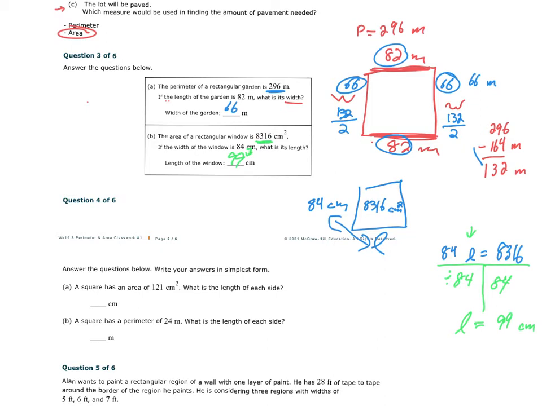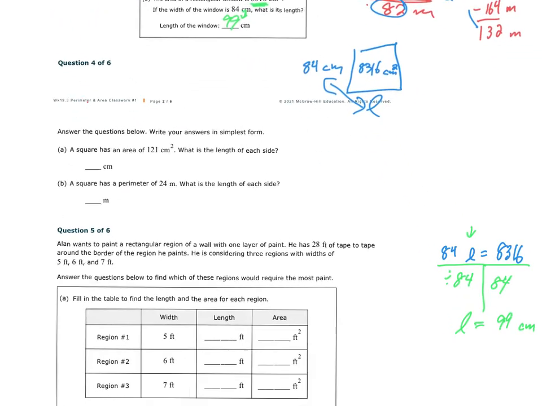All right, number 4. Answer the question below. Write your answer in simplest form. A square has an area of 121 centimeters. What is the length of each side? Okay, so it's a square, and we know it's going to be 121 centimeters squared. So whatever this is times whatever this is equals 121. They're both going to be the same.